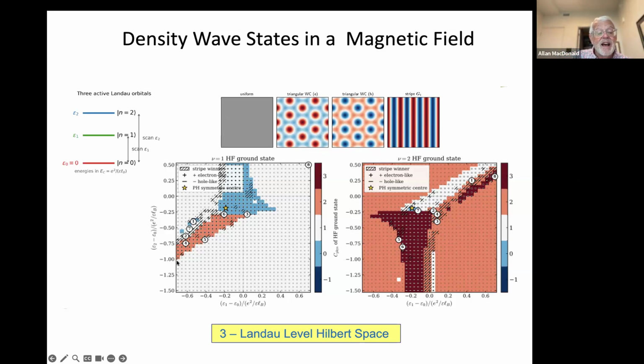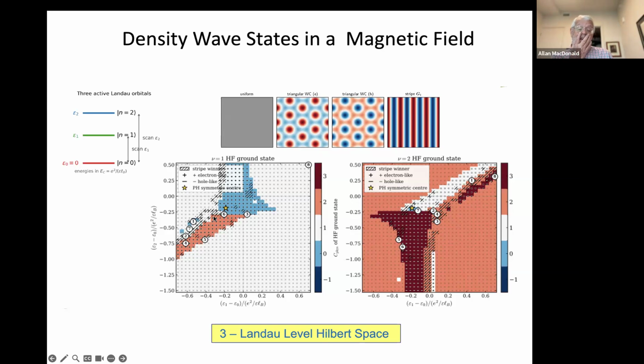And in this phase diagram, there are other interesting states that you can form when, let's say, E2 and E1 are both less than E0, but they have nearly the same energy. You can break translational symmetry and get a charge density wave state where the Hall conductivity is bigger than the filling factor.